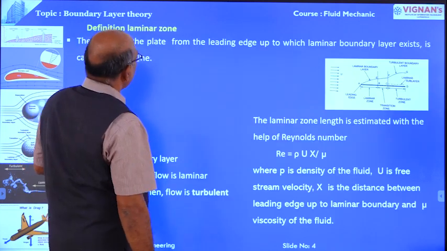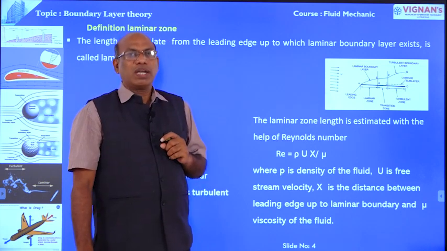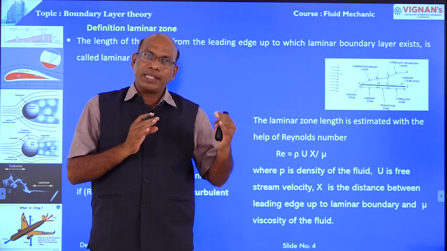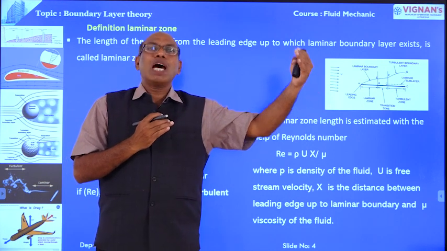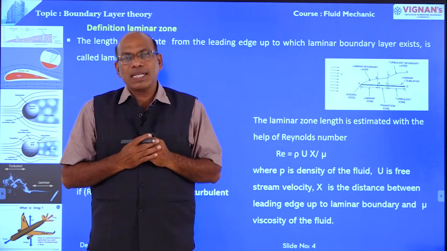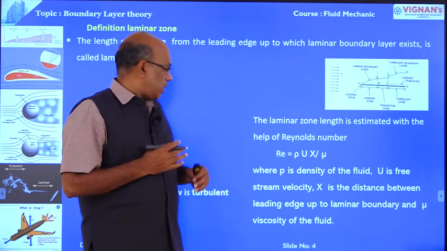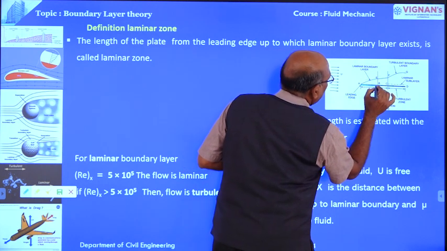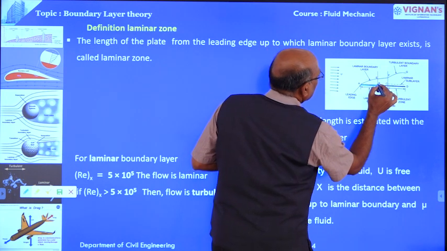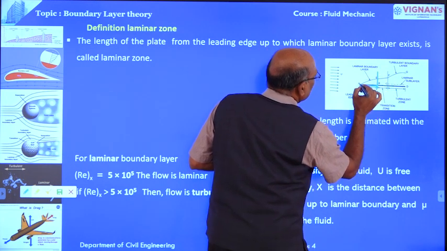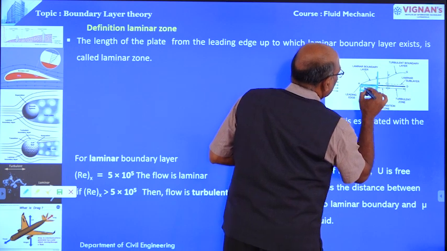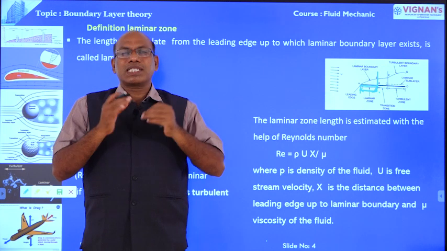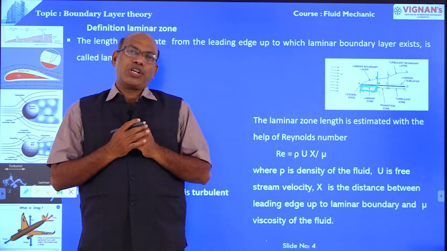Next one, definition of laminar zone. What is the definition of laminar zone? The length of the plate from the leading edge up to which the laminar boundary layer exists is known as laminar zone. This is the length of the plate. The laminar zone is estimated by using the Reynolds number.